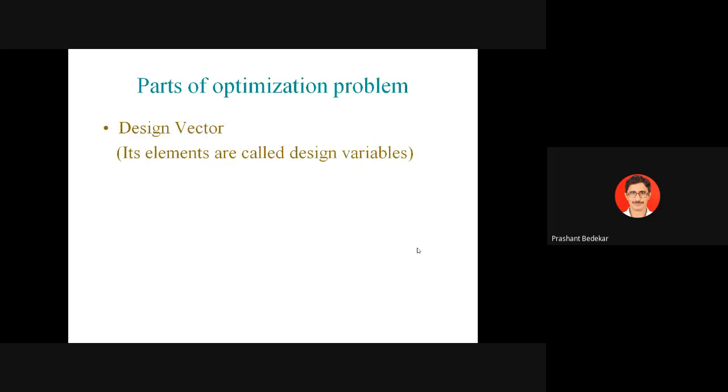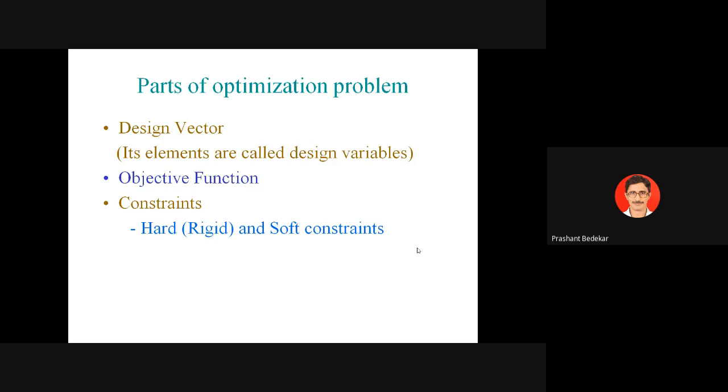The first part is the design vector. Its elements are called design variables. The second part is called the objective function. So first of all, we have to decide the design vector, that is, we have to decide the variables. Then we proceed to the objective function. With the help of design variables, we write a mathematical function, and that mathematical function we will try to minimize or try to maximize. That is the objective function. And the third part is constraints, limitations, restrictions.